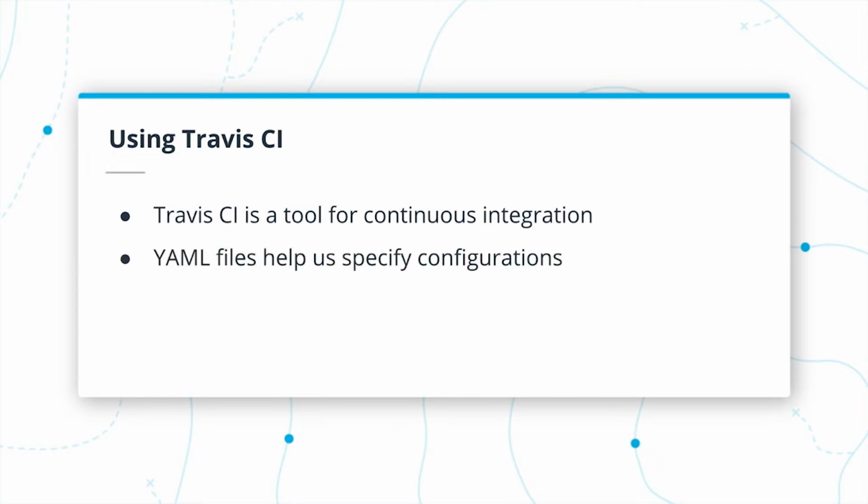YAML files help us specify configurations. It's a type of file format that is really simple to read and simple for programs to parse. It's a configuration file that's very similar to how we can use JSON to specify values that we want.